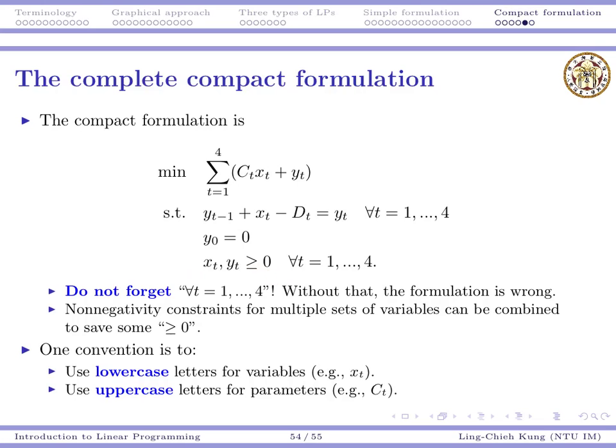One additional convention that I typically use and I suggest you to use is to use lowercase letters for variables, for example, small xt, but use uppercase letters for parameters, for example, capital CT. The reason for doing that is when I look at a formulation, immediately I can see these are parameters, and other things, x, y, whatever, are variables. So it helps me to understand the formulation.